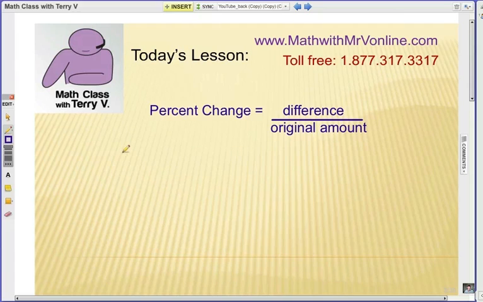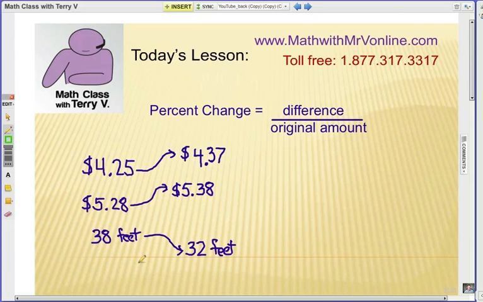For example, let's say that you saw a price on something was $4.25, and maybe the next week you went back to the store and it was $4.37. You want to know what percent increase that is. Obviously increased because it got bigger. All right, what percent increase? So it did go up a certain amount. So the first thing you're going to have to do is subtract and find the difference.